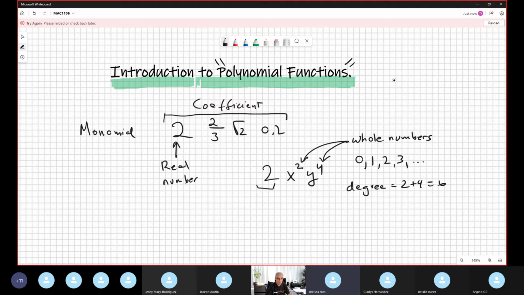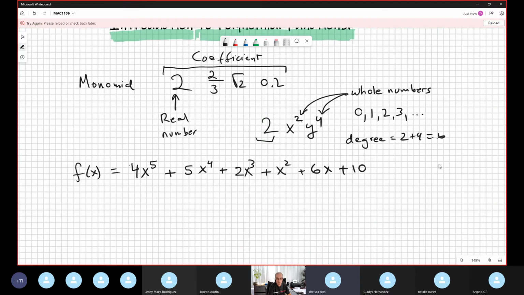But another more interesting example. Suppose one polynomial: 4x to the 5th power plus 5x to the 4th power plus 2x to the 3rd power plus x to the 2nd power plus 6x plus 8. It's a typical polynomial function. In this case, using one variable x, one independent variable, not 2, it's exactly the thing we study.